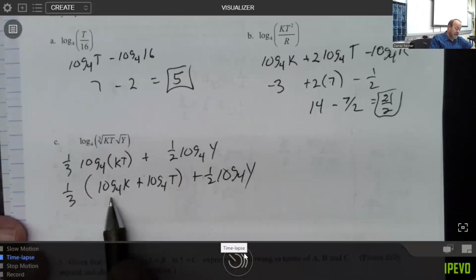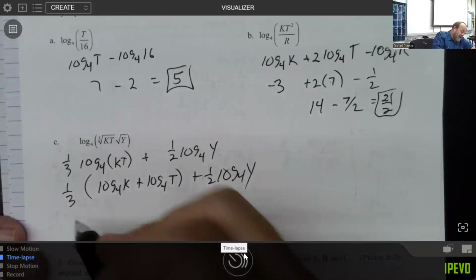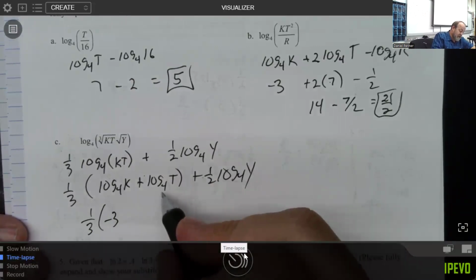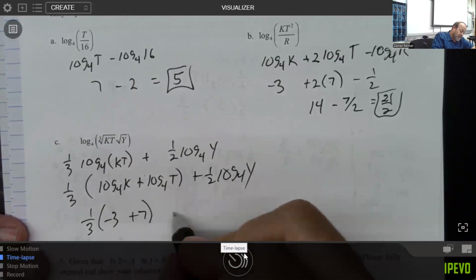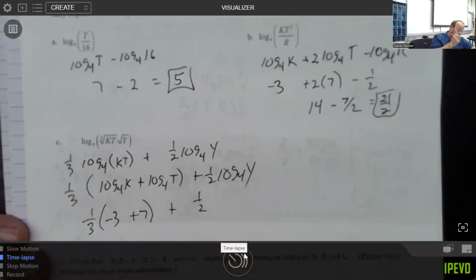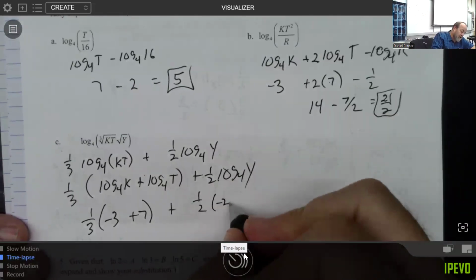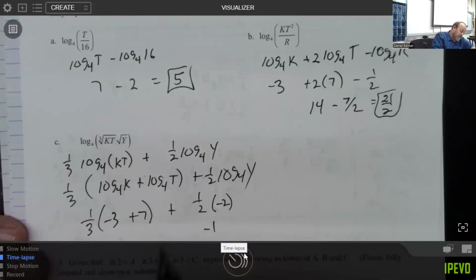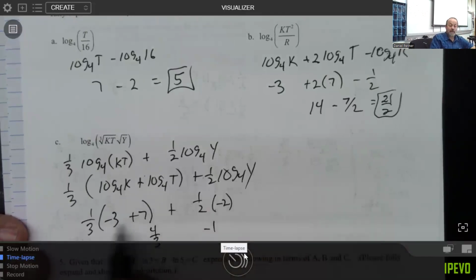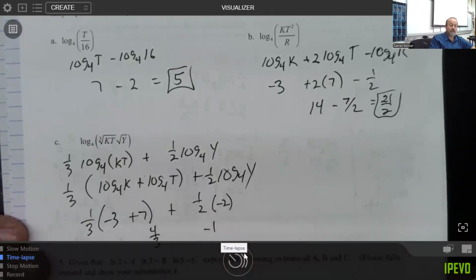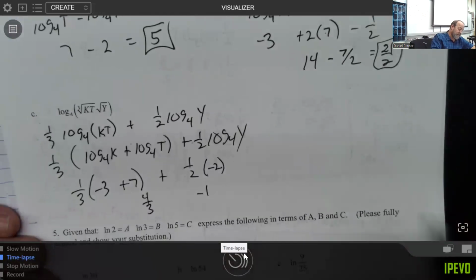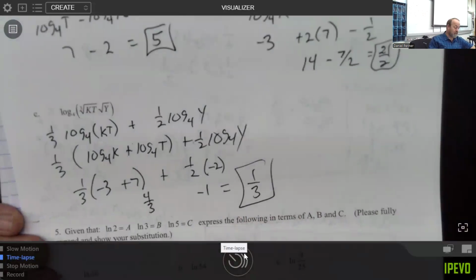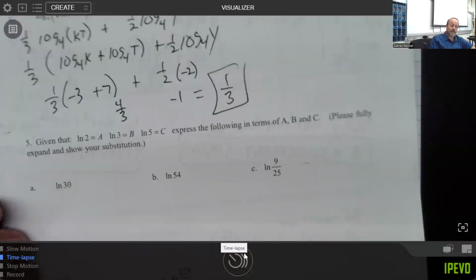Now we're almost there because now I should be able to substitute. I know that the log base 4 of k is -3, and the log base 4 of t is 7. Over here, the log base 4 of y is -2. So this portion is -1. Over here, I get 4/3 because -3 plus 7 is 4, and a third of 4 is 4/3. 4/3 minus 3/3 is 1/3. Cool. One part down, two to go.